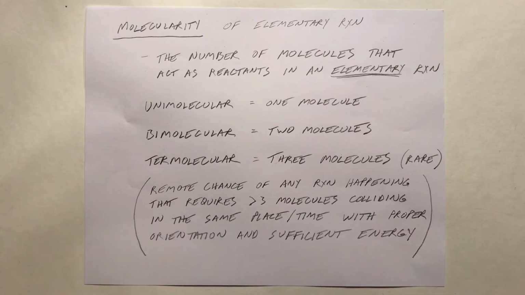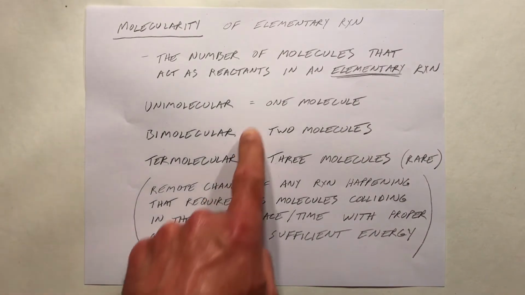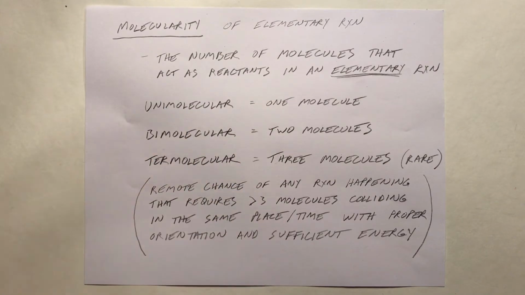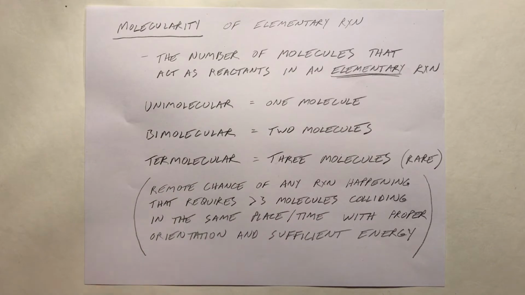Here's a vocabulary term we should be aware of. It's molecularity. Molecularity describes the number of molecules that act as reactants in an elementary reaction. So for molecularity of an elementary reaction, if there's one molecule involved, we would say it's unimolecular. If there are two molecules involved, we would say it's bimolecular.